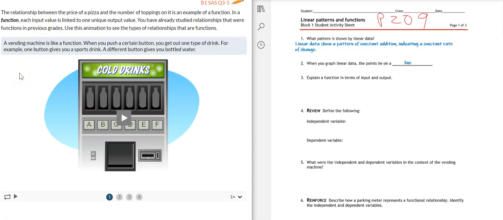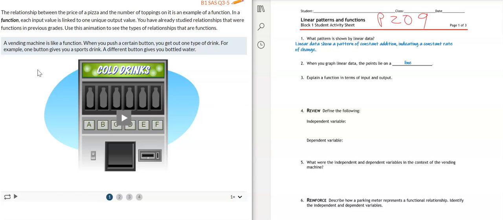The relationship between the price of a pizza and the number of toppings on it is an example of a function. In a function, each input value is linked to one unique output value. You've already studied relationships that were functions in previous grades. Now we're going to use this animation to see the types of relationships that are functions.